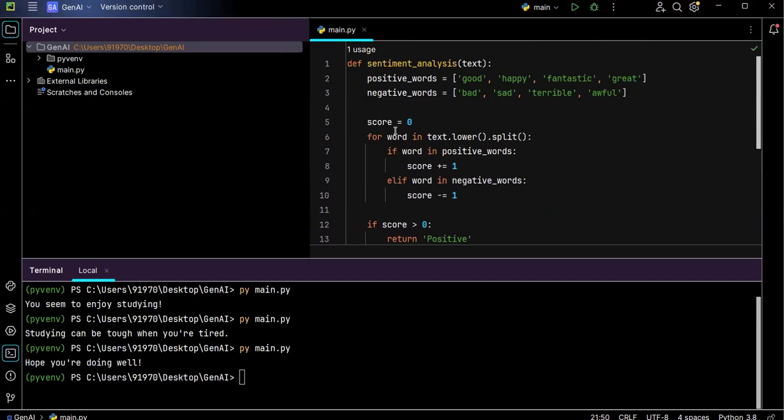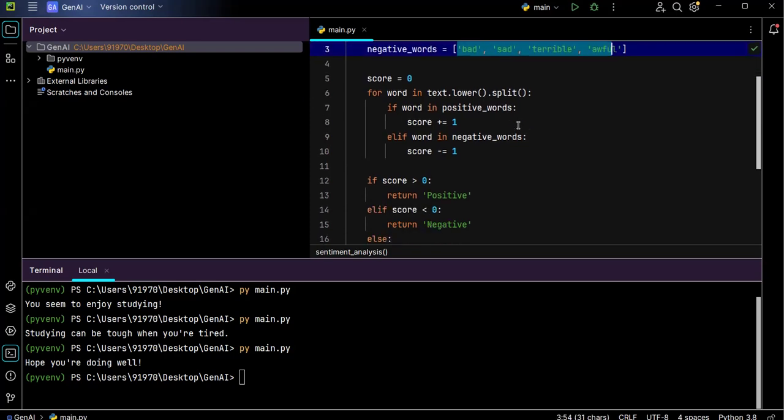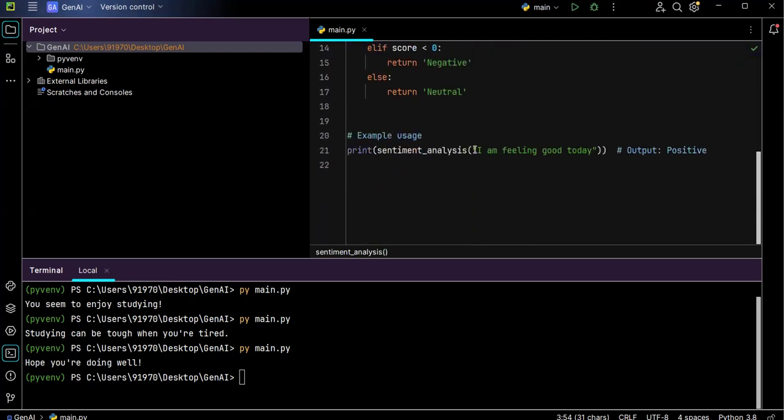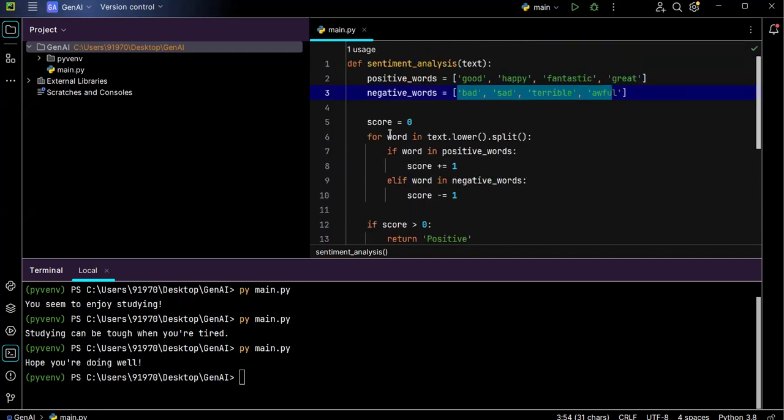For this, we defined some rules. You can see we defined some positive keywords as well as negative keywords. Then we pick each and every word from the given sentence and identify whether that word is positive or negative. If the word is positive, we increase the score. We first initialize the score to 0. Based on the positive words in our sentence, we increase the score, and based on the negative words, we decrease the score.